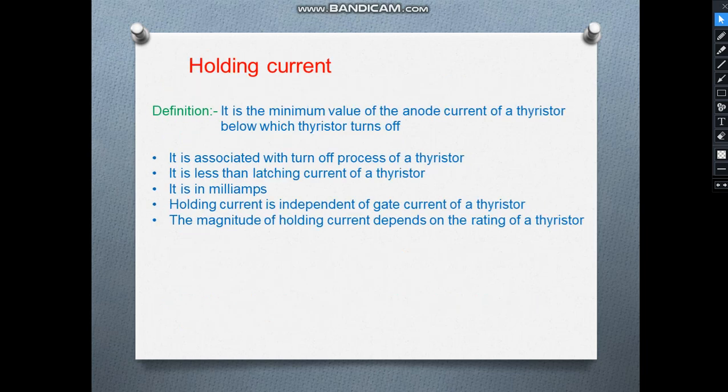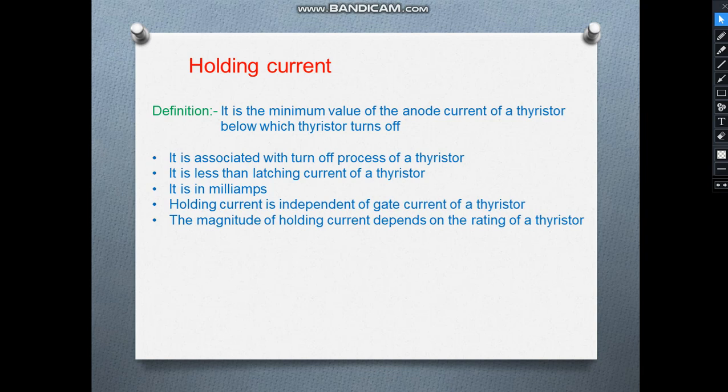Now let us see the holding current. First, let us see the definition of the holding current. It is the minimum value of the anode current of a thyristor below which the thyristor turns off. That means if the thyristor is in conduction and we want to turn off a conducting thyristor, the current passing through the thyristor should be brought below the holding current value.